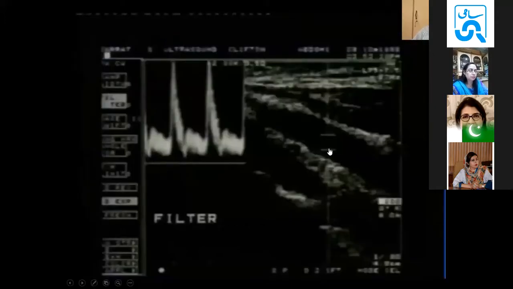We can obtain the sample gate from the vessel and obtain the sound. And not only that, we can also get the spectrum side by side. This is what we call a duplex scan, because it does not show color and it takes two things together. One is the spectrum, the other one is the B mode.